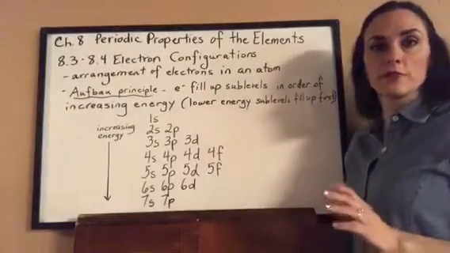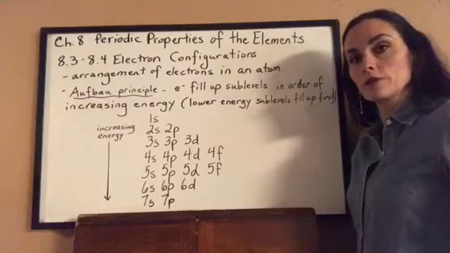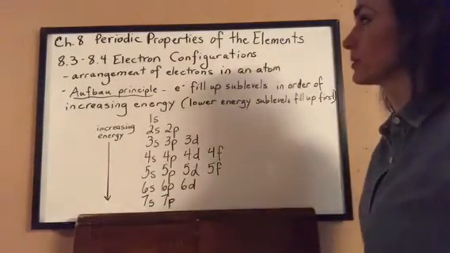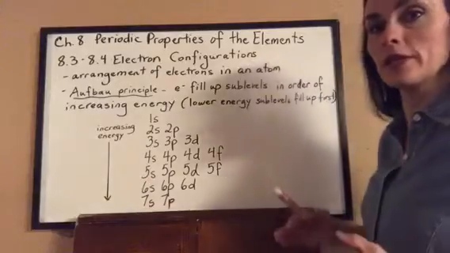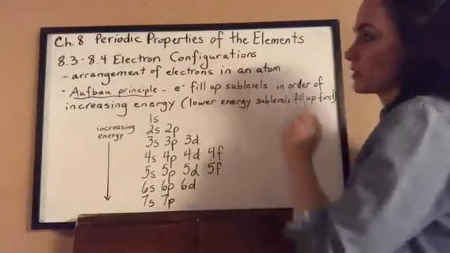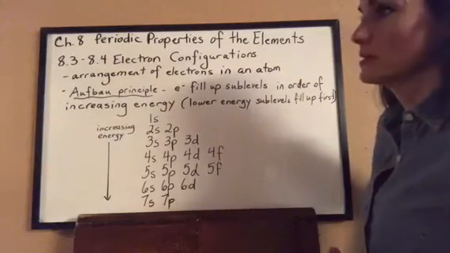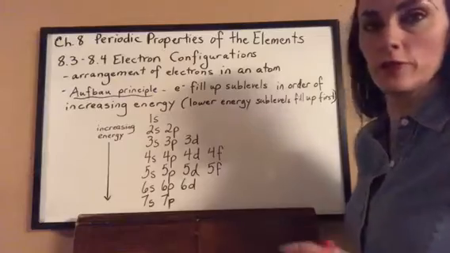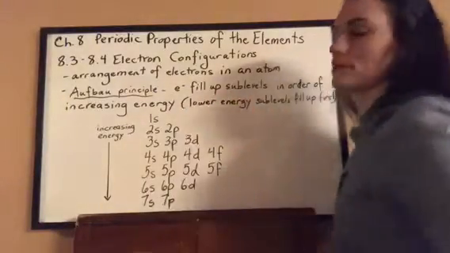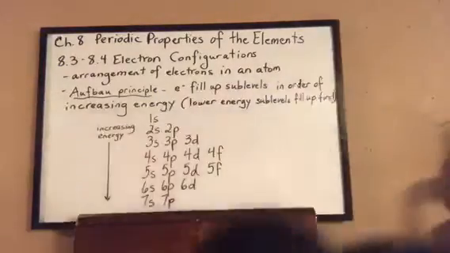In Chapter 7, we spent some time talking about principal energy levels, sublevels, orbitals, and then the electrons that ultimately go into the orbitals. We're going to take that information now and put that into the first part of Chapter 8, periodic properties of the elements. Sections 8.1 and 8.2 if you want to read them for your own background knowledge. But we're going to jump right into sections 8.3 and 8.4, which focus on electron configurations.